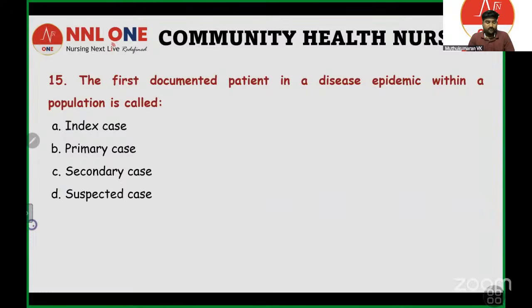So what will be the next question here? The first documented patient in a disease epidemic within a population is called: index case, primary case, secondary case, or suspected case. Yes, tell me the answer.